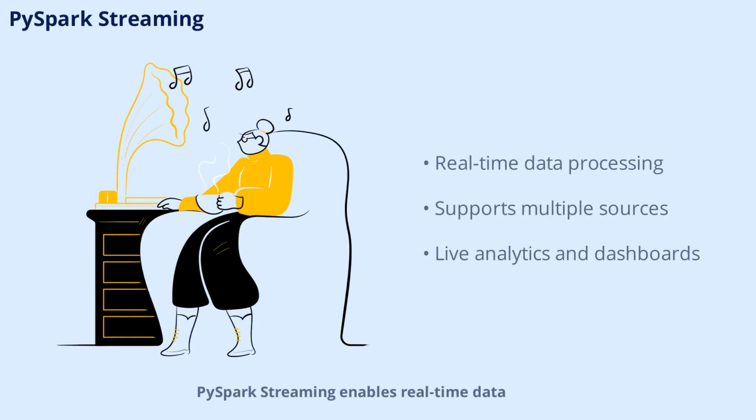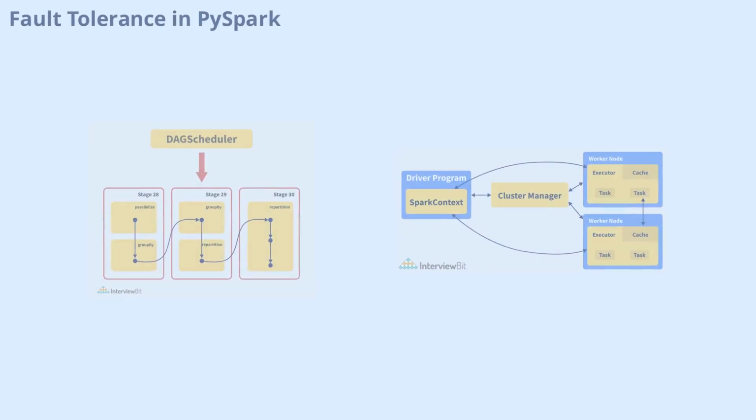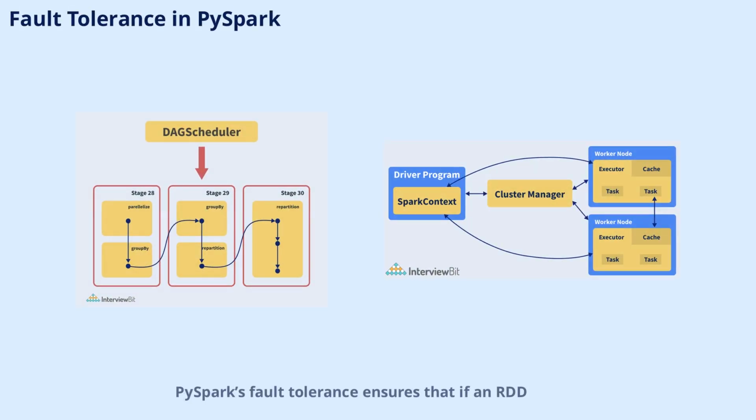PySpark streaming enables real-time data processing from sources like TCP sockets, Kafka, and file systems. You can use readStream.format("socket") to stream data from a TCP socket, process it in real time, and output results to dashboards or databases. This capability is essential for applications that require immediate insights from continuous data flows, such as monitoring, alerting, and live analytics.